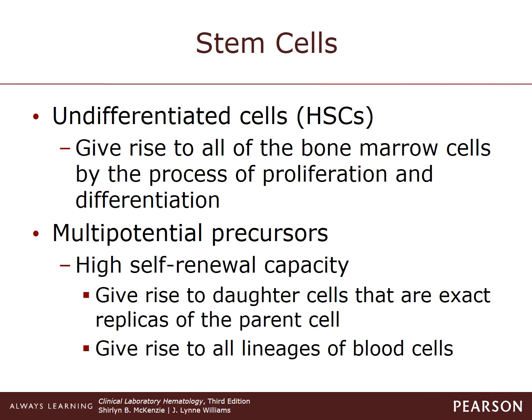Hematopoiesis is derived from a pool of undifferentiated cells called hematopoietic stem cells. They give rise to all bone marrow cells by the process of proliferation and differentiation. Now, this compartment within the bone marrow microenvironment is the smallest. They only constitute about 0.5% of the total marrow nucleated cells. These are very special cells. They're rare, but they are capable of regenerating the entire hematopoietic system.